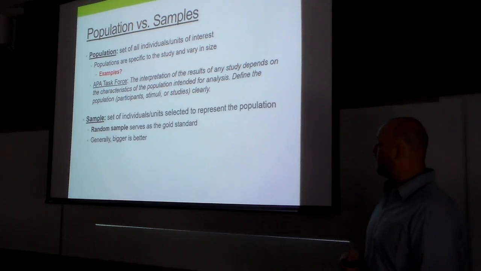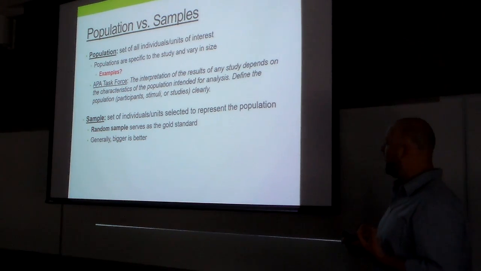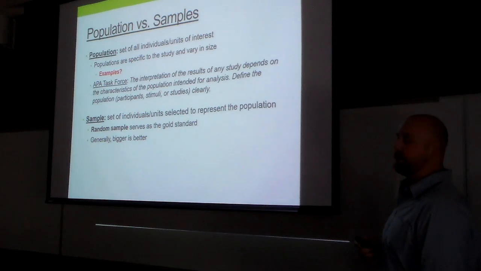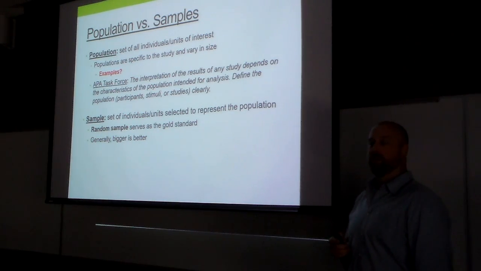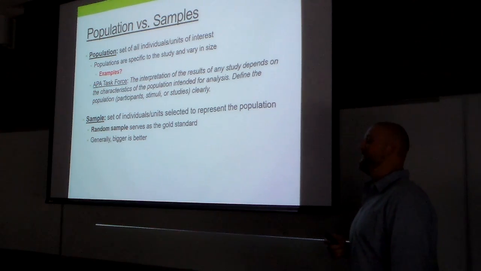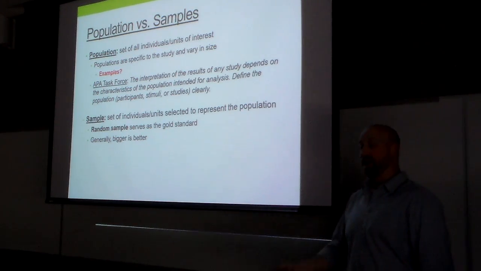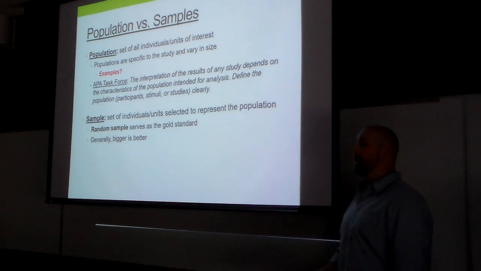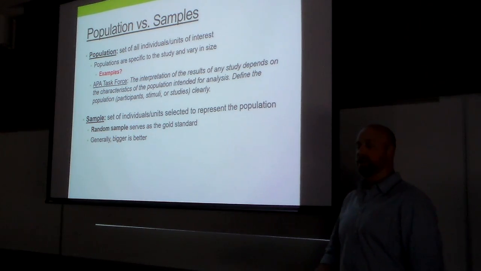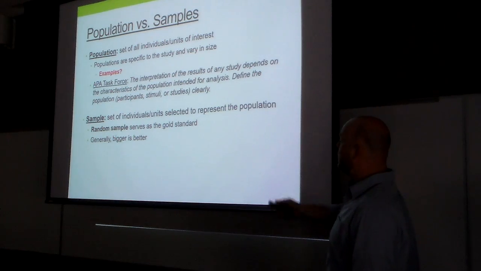Okay. Sample, on the other hand, these are people we've selected to represent the population. Random sample serves as our gold standard. Do we ever have random samples of a population? Never. Never, never, never. This is our gold standard, and from a statistical theory standpoint, things start to break down when we don't have random samples, right? Now, if the option is collect non-random samples or don't do research, we'll collect non-random samples, but we always need to be thinking about the implications for that.